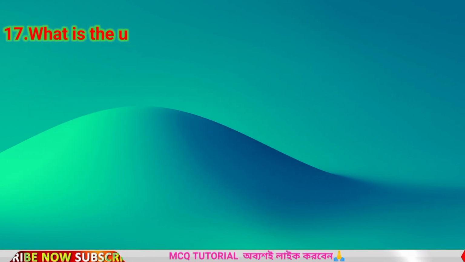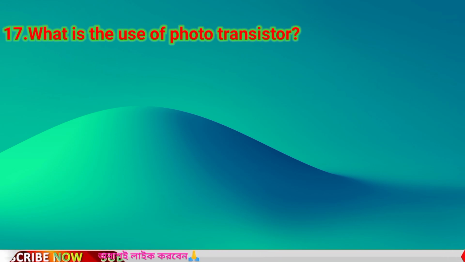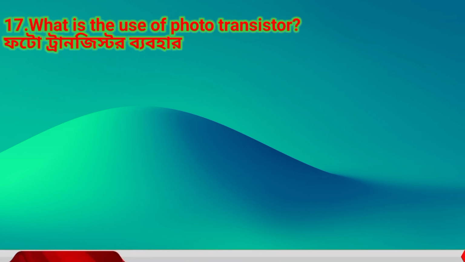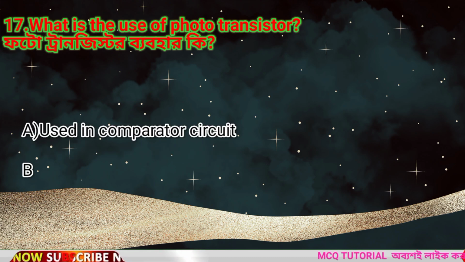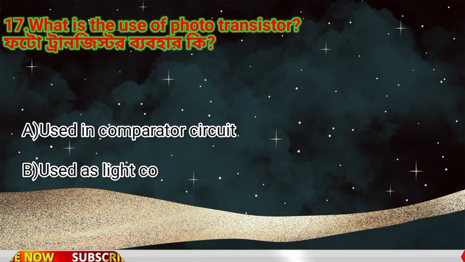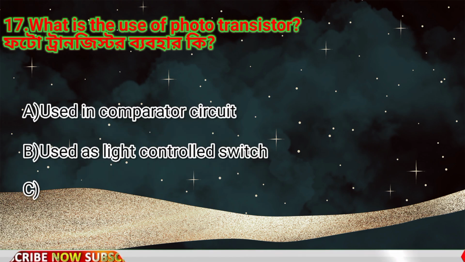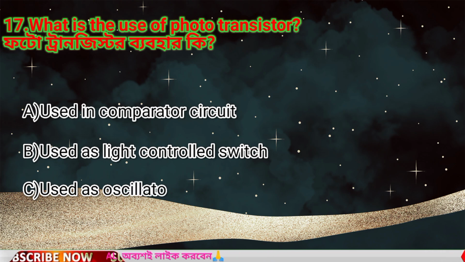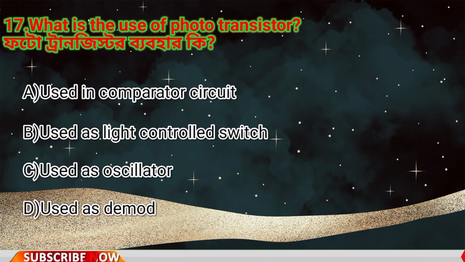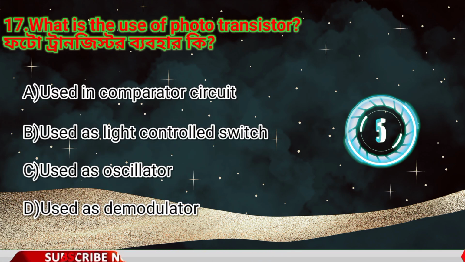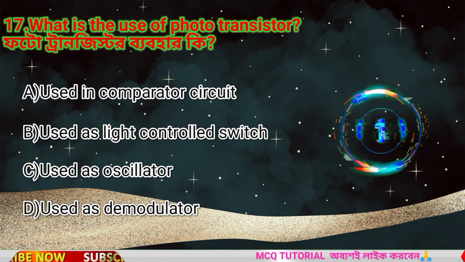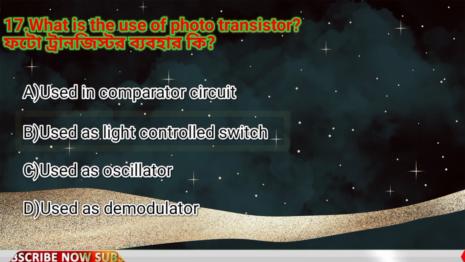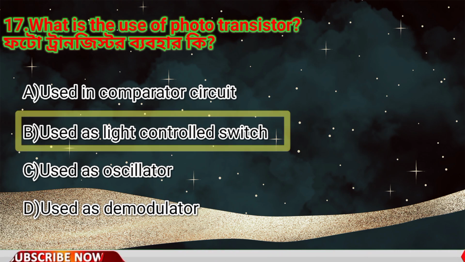What is the use of phototransistor? Option A used in comparator circuit. Option B used as light control switch. Option C used as oscillator. Option D used as demodulator. উত্তর হবে অপশন বি used as light control switch.